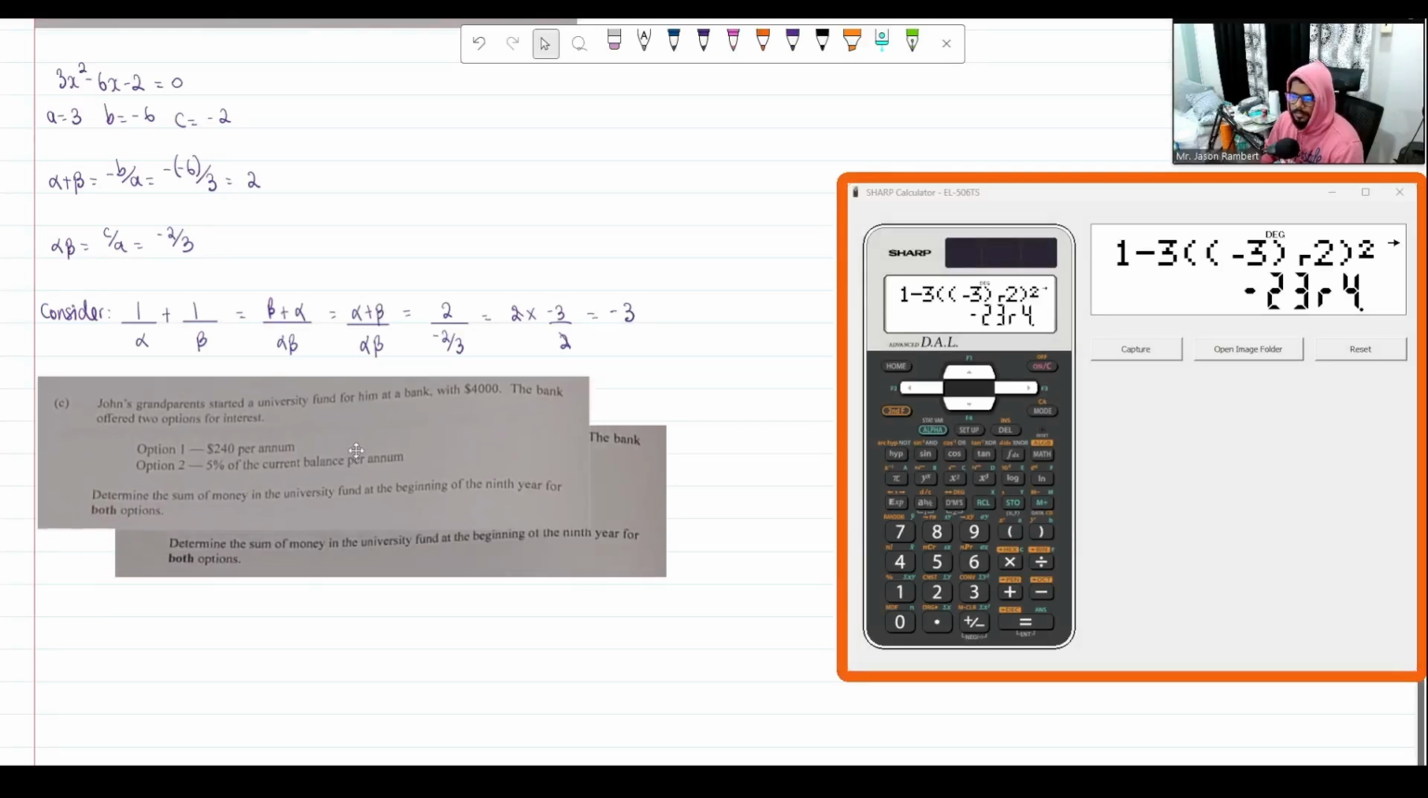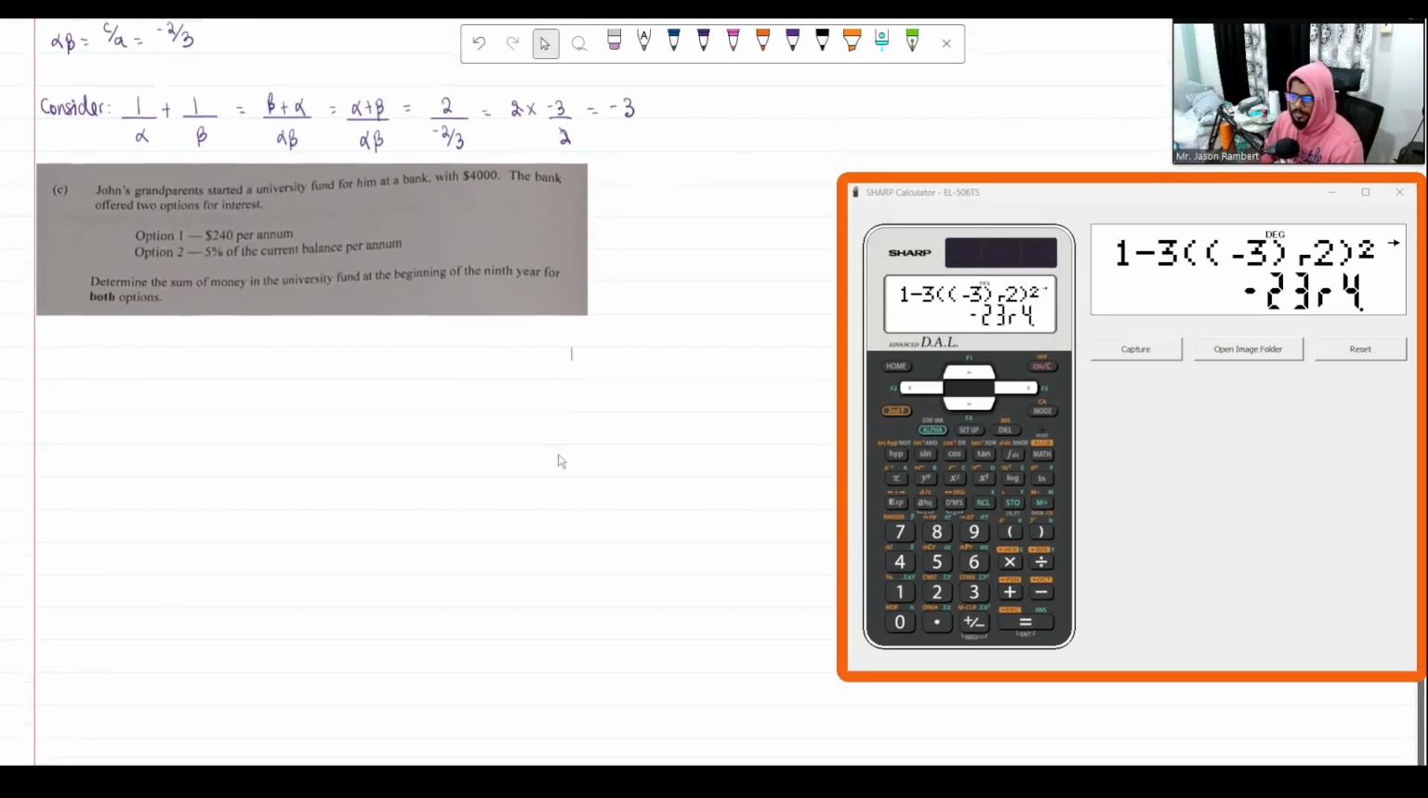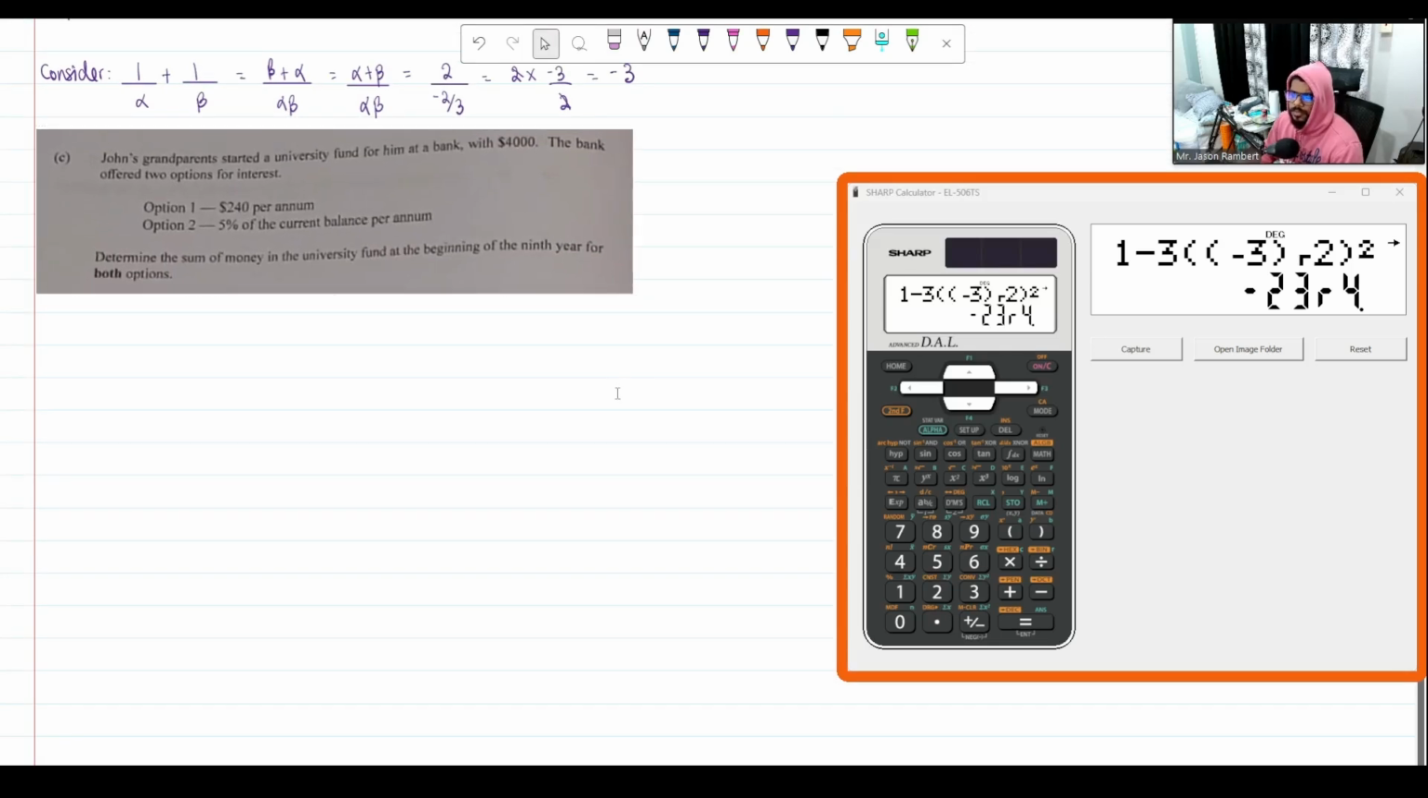Part C. John's grandparents started a university fund for him at a bank with $4,000. The bank offered 2 options for interest. Option 1 is $240 per annum or per year, and option 2 is 5% of the current balance per year. So this is the interest we're talking about. Determine the sum of money in the university fund at the beginning of the 9th year for both options.